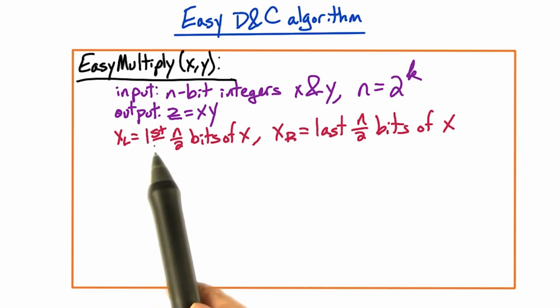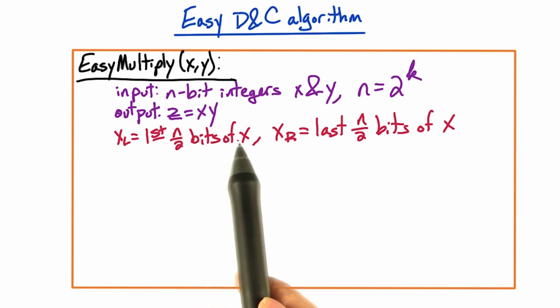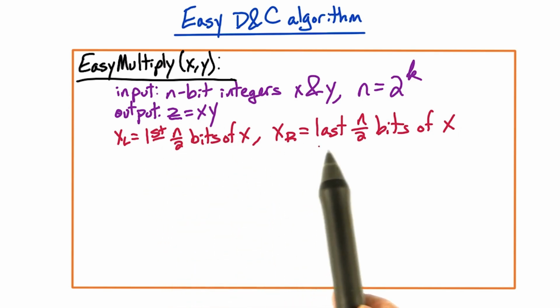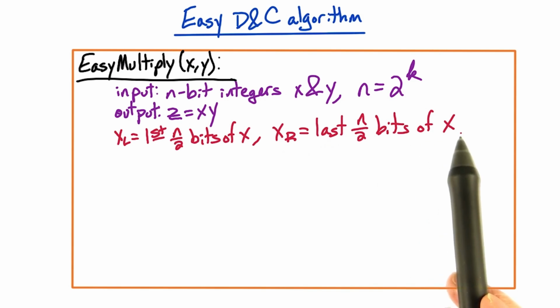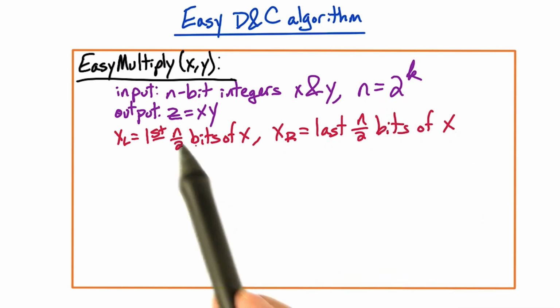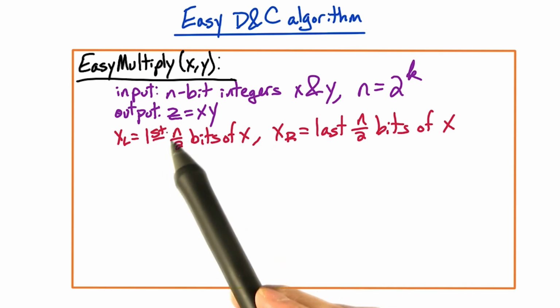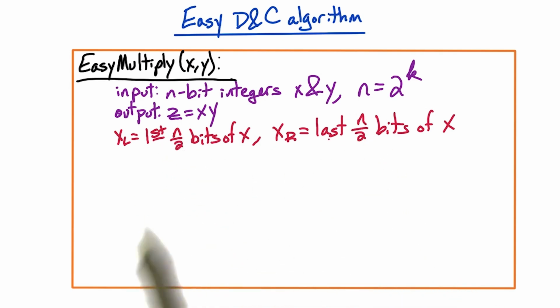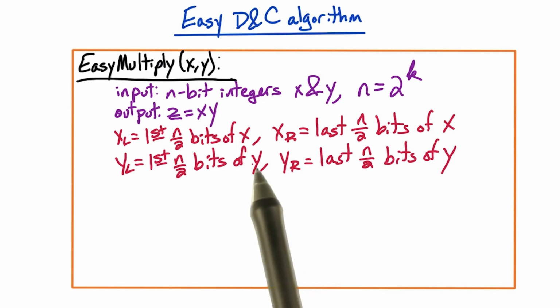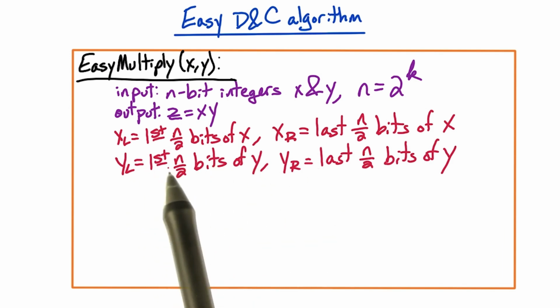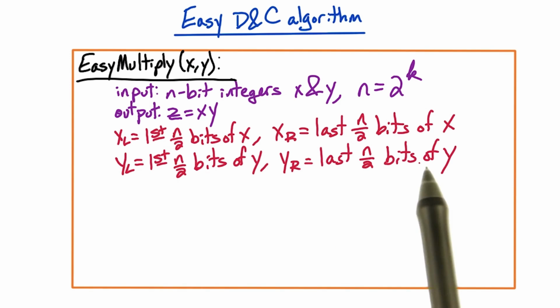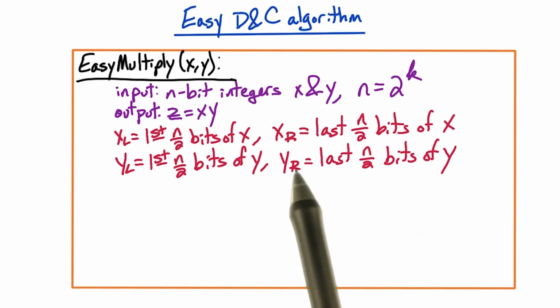So xl is the number corresponding to the first n over 2 bits of x. xr is the number corresponding to the last n over 2 bits of x. Since n is a power of 2, these always divide evenly, so we don't have to worry about putting any floors or ceilings on either of these two terms. Similarly, we partition y into the first n over 2 bits, call that yl, and the last n over 2 bits of y, that's yr.